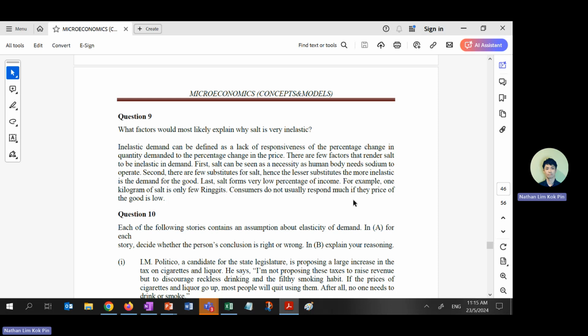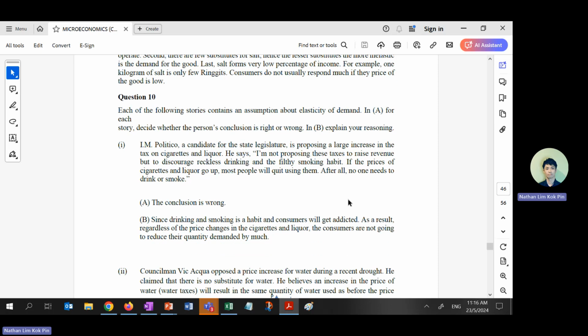And this is why it is a low percentage of income, regardless of whether you are earning 100 ringgit, 1,000, 10,000, or 1 million. It's still a low percentage. So consumers do not respond much when it is a low percentage of income. Makes sense? Give me examples. Your examples are not explanation. Your example should be more specific to the product, to the factor.